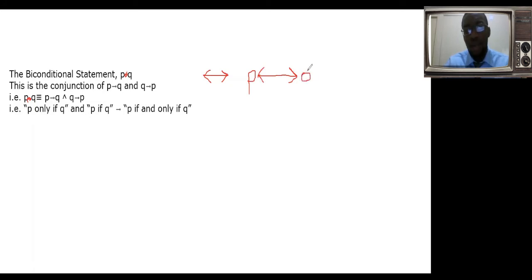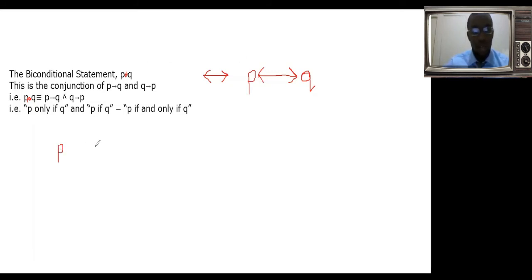P implies Q and Q implies P. So both of them have to occur. So if P then Q, and Q if P. Put them together and then we get the biconditional statement. So now let's look at the truth table for the biconditional statement. The truth table for the biconditional statement is just the conjunction of P implies Q and Q implies P. So let's write it down.